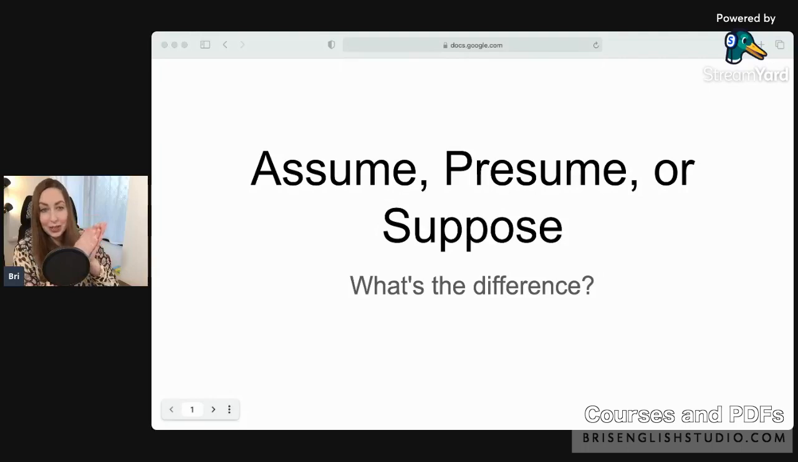So before we get into the lesson breakdown, I want you to know that assume and presume come from the same Latin root word. That's why they look so similar and mean such a similar thing. But in the English language, assume and presume are more like brother and sister and less like twins. Okay, they're not exactly the same. So let's get into it.